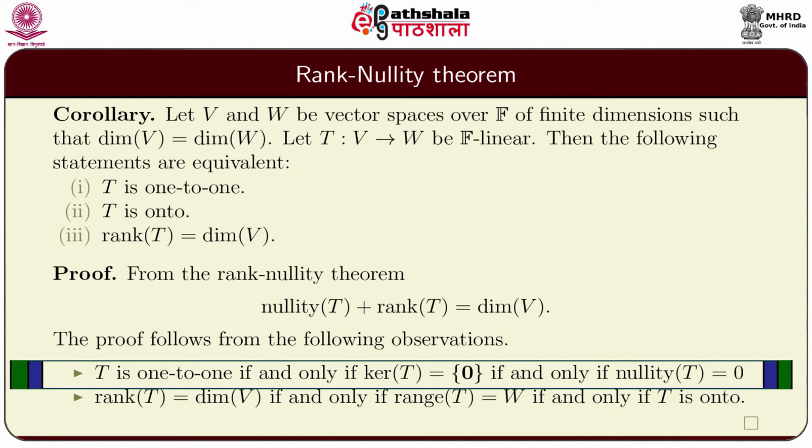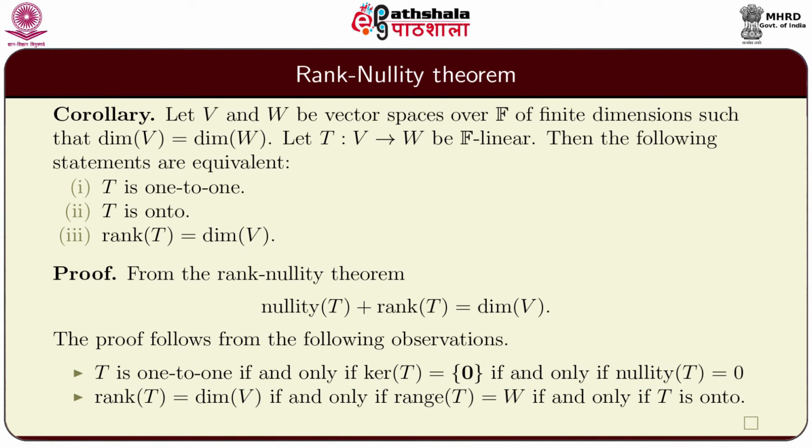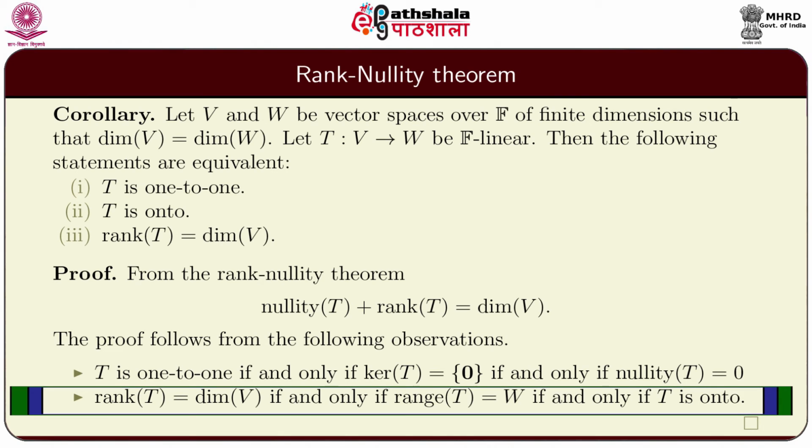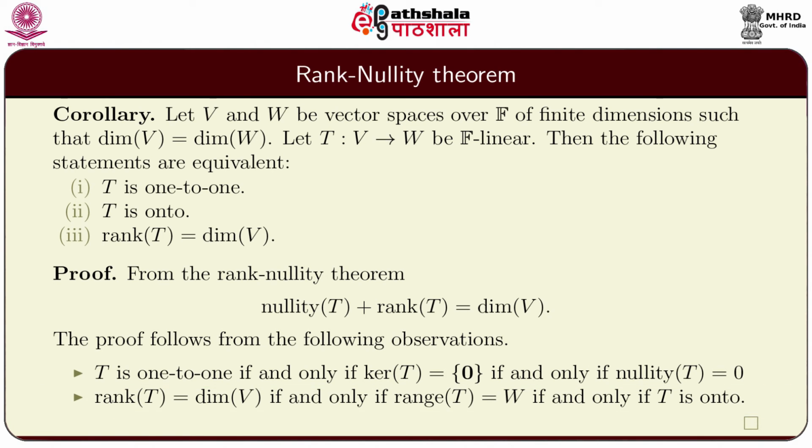The proof follows from the following observations. T is 1 to 1 if and only if the kernel of T is trivial, if and only if the nullity of T is 0. So, if the nullity of T is 0, then the rank of T is equal to the dimension of V. But we know that the rank of T is the dimension of V if and only if the range of T is equal to V, if and only if T is onto. And therefore, we have proved that 1, 2 and 3 are equivalent statements.